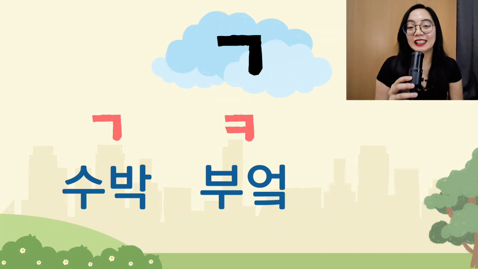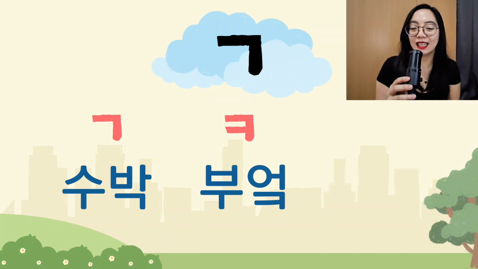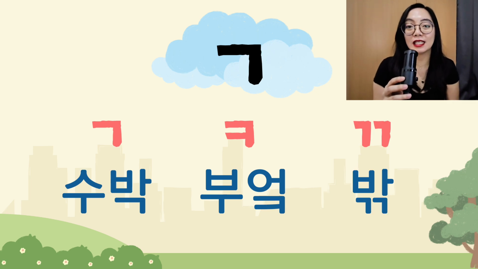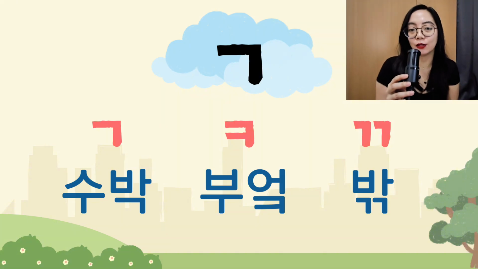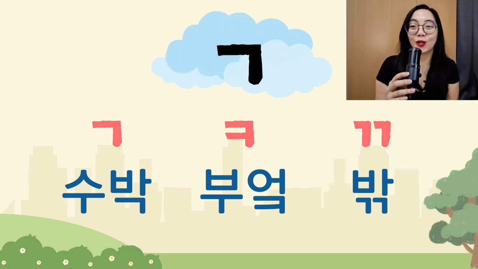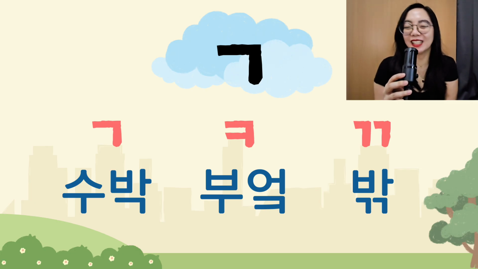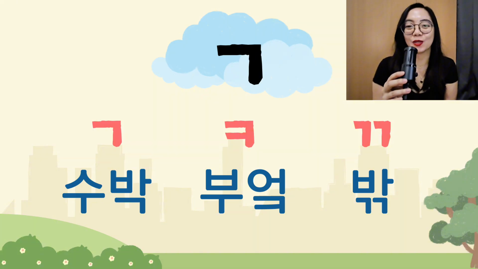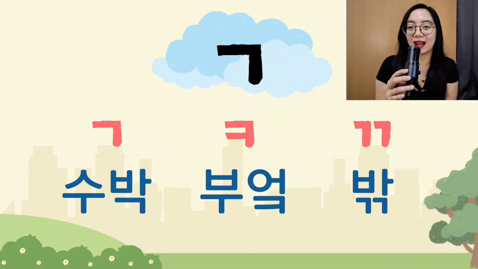And finally, the last consonant sound that needs to be pronounced as k is this one. And from our last lesson, you know that this is a tensed consonant as an initial consonant sound. But when we find it at the end of syllables, like in the word pak, which means outside, it doesn't have to be tensed anymore. Once again, this word is pronounced as pak.